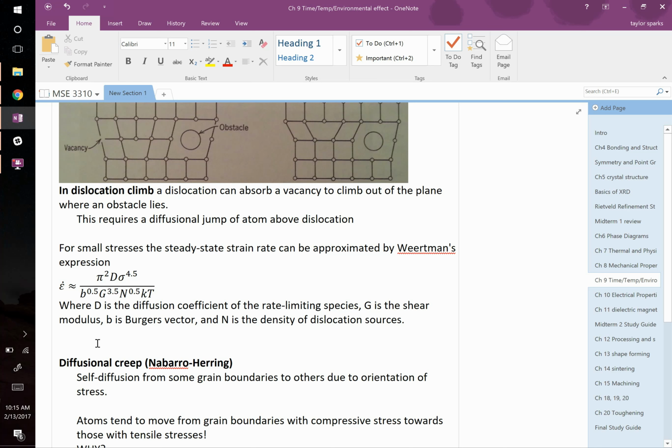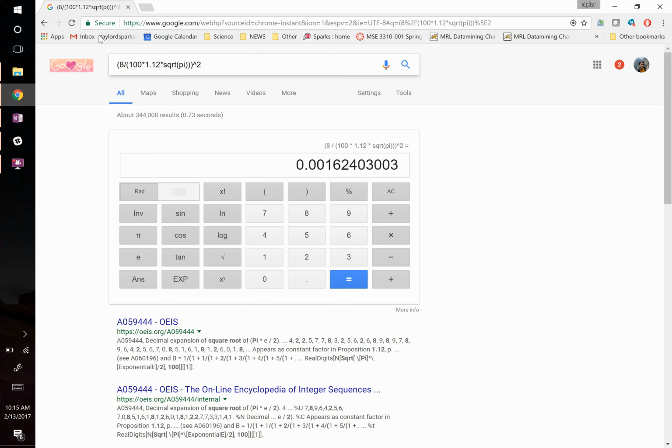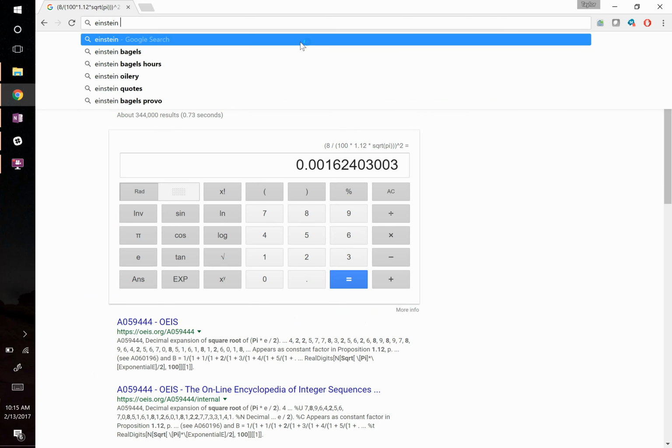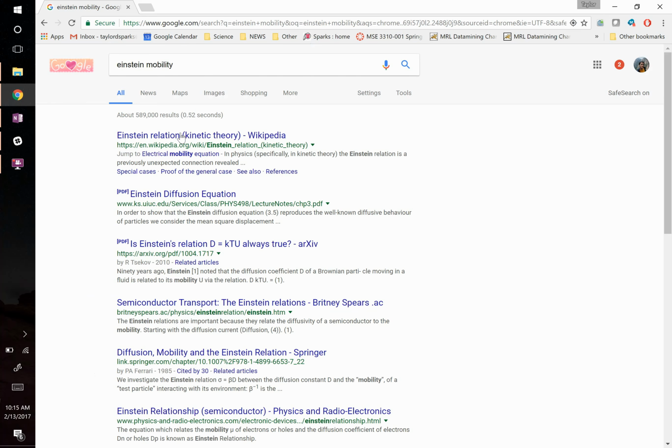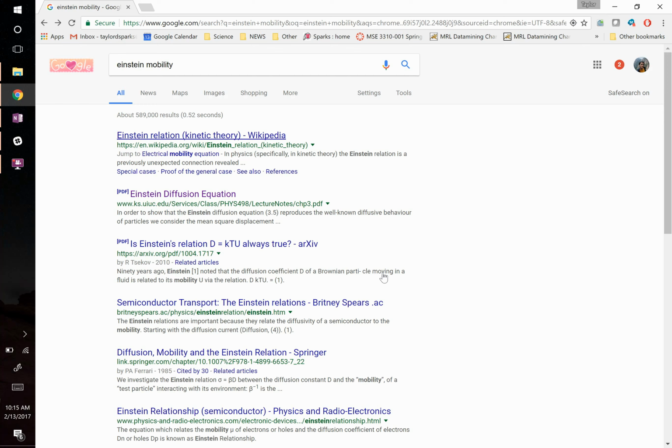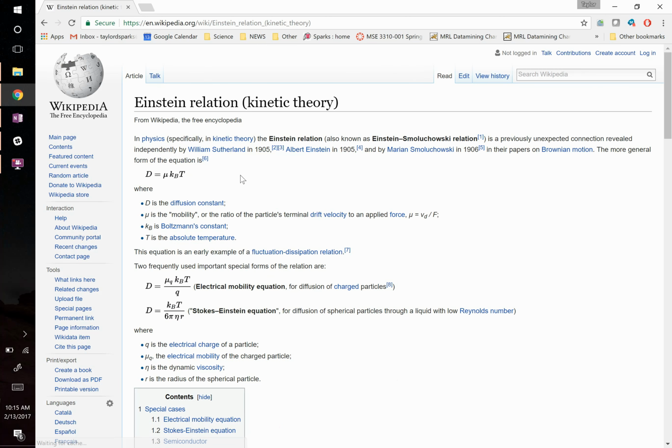Why temperature is in the bottom is actually interesting. It has to do with mobility. Normally you think higher temperature, you should go faster, but we're actually talking about this in terms of the Einstein mobility relation, the Einstein diffusion equation. There's a wiki page that's better. Right here. So what we really care about is not the diffusion coefficient, what we care about is mobility.